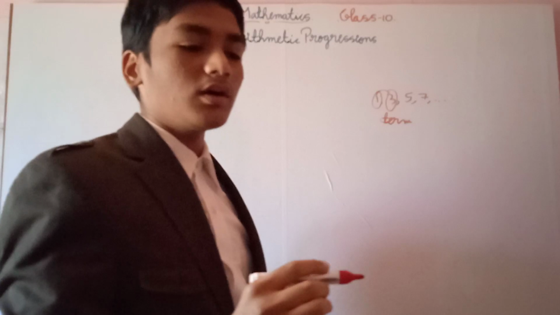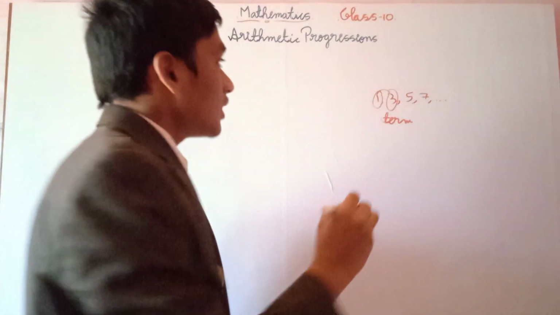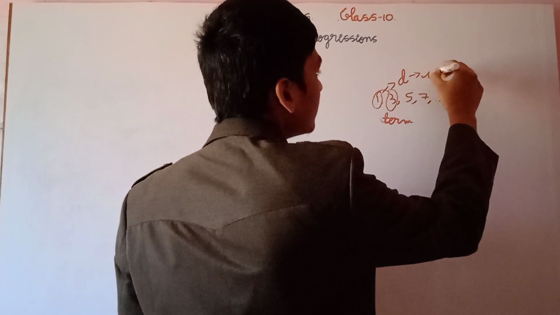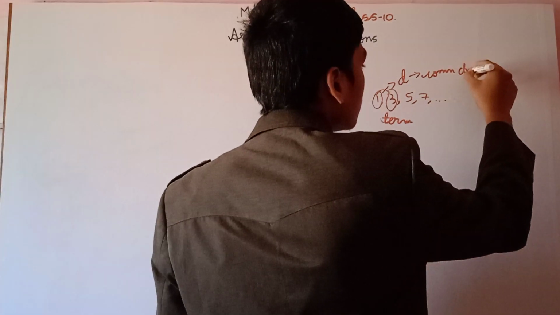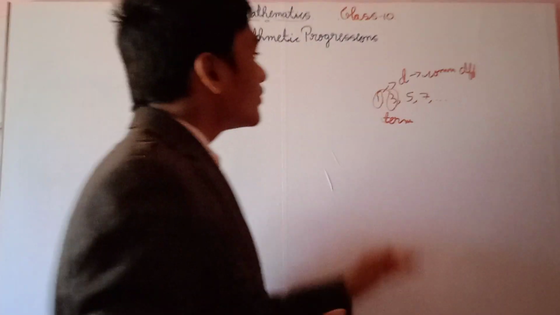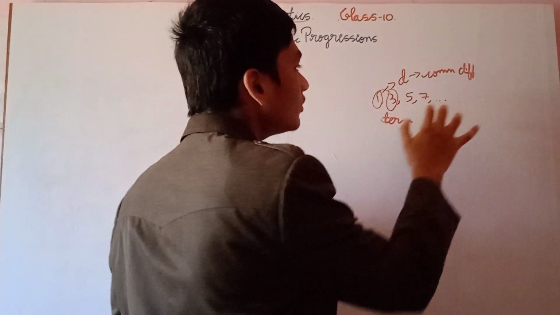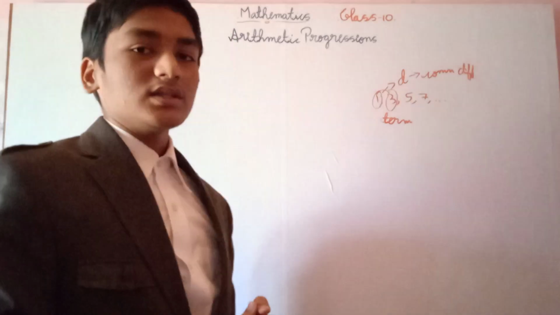Next, the fixed number which is added to the preceding term to get the succeeding term is what we call the common difference, and it is denoted by the letter small d. This is called common difference. If you observe this list of numbers, the common difference is maintained throughout the list of numbers.